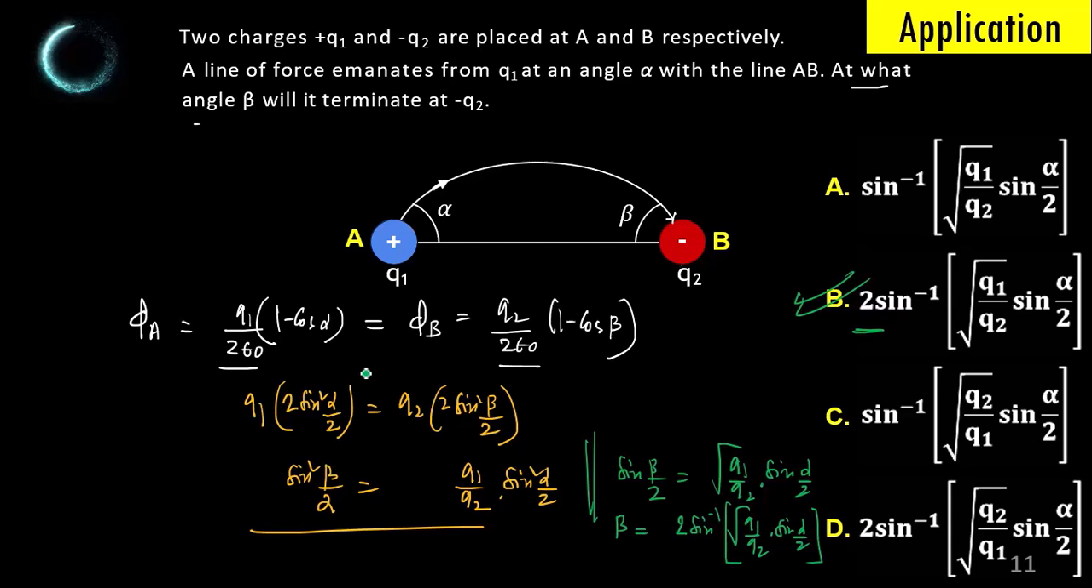So this is another application where I am saying that the total flux coming out from the A charge is terminating at the B point. Why? Because Q1 is positive and Q2 is negative.